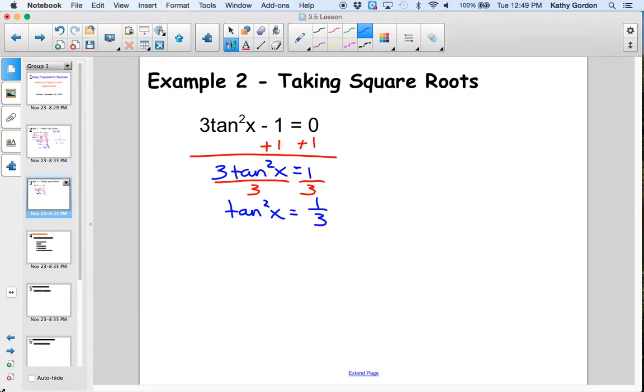And then what? Take the square root, right? Thus the name, taking square roots. At some point, if you have trig functions being squared, you're probably going to have to take the square root of both sides to get your answer. Okay? When I do that, I'm going to get the tangent of x equal to what?